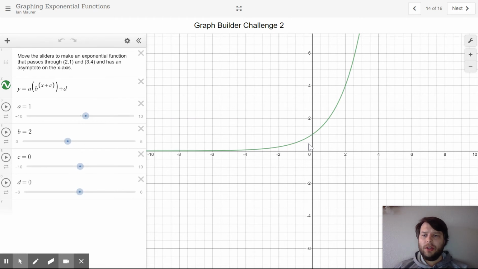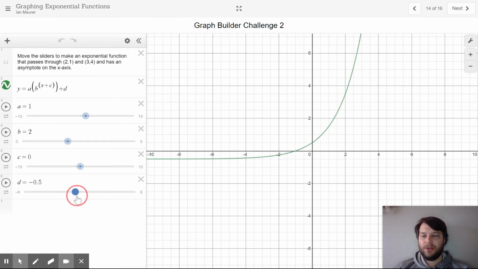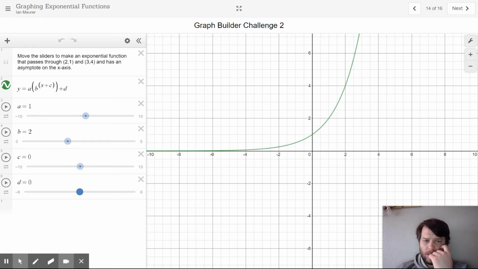Let's try another one. It passes through (2, 1) and (3, 4), and has an asymptote on the x-axis. So I know I've got to keep D equals 0. I don't want my asymptote anywhere else. Okay, so we've got to go through (2, 1). We're not there, and (3, 4). Let's just try and mess around with stuff.